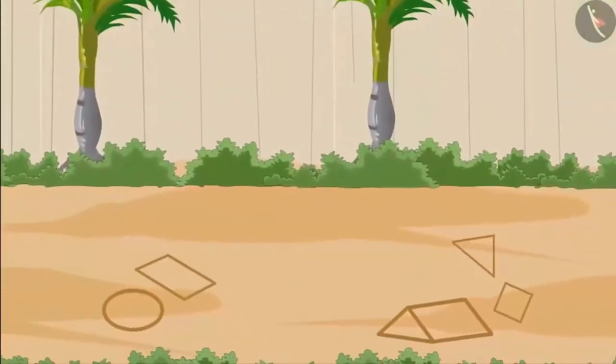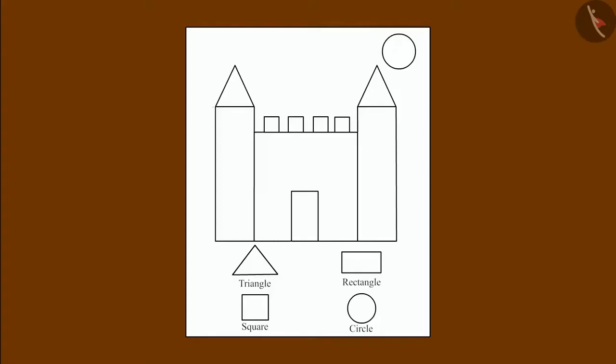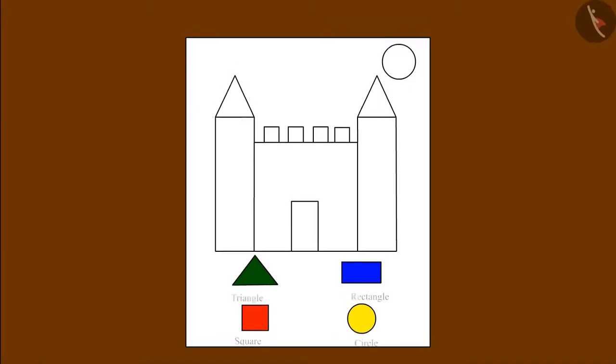Let's see what they are doing. Chotu and Pinky have been given a picture which is made of different shapes and they have to identify the shapes in that picture and fill them with different colors such as yellow color in circle, blue color in rectangle, red color in square and green color in triangle.